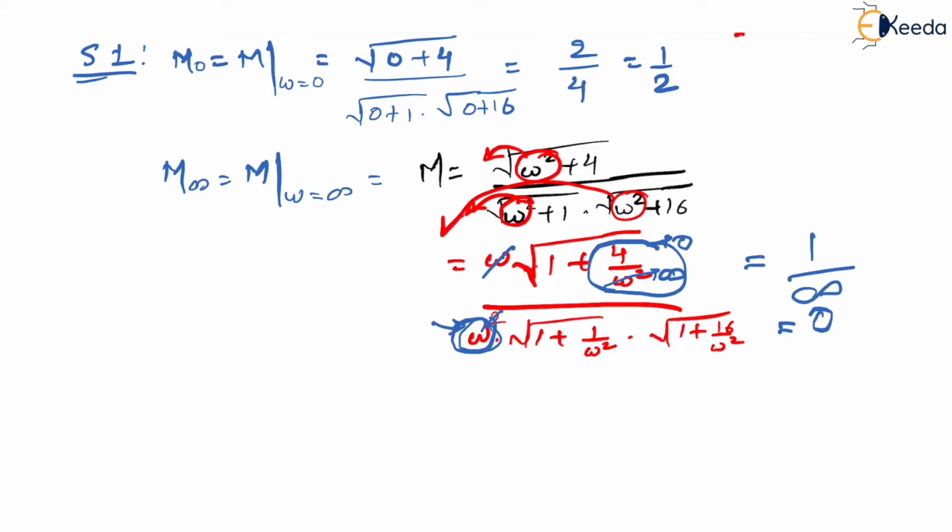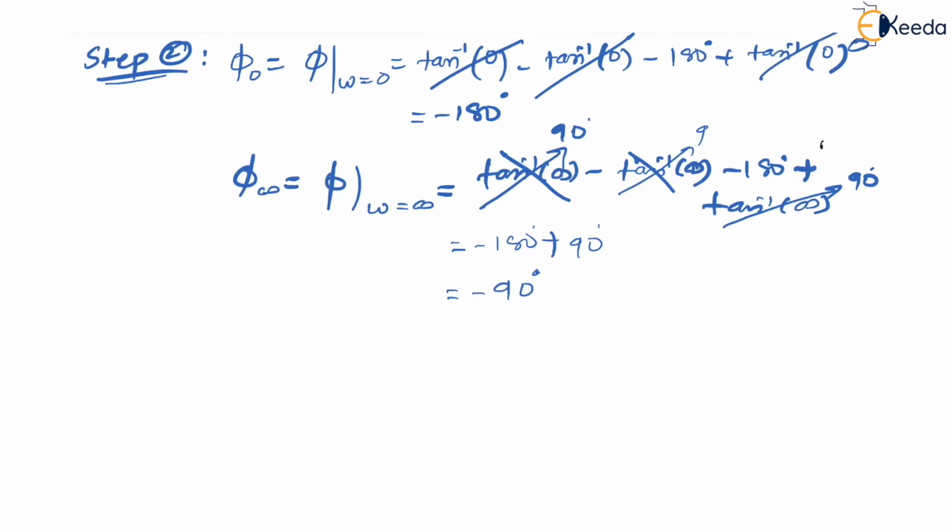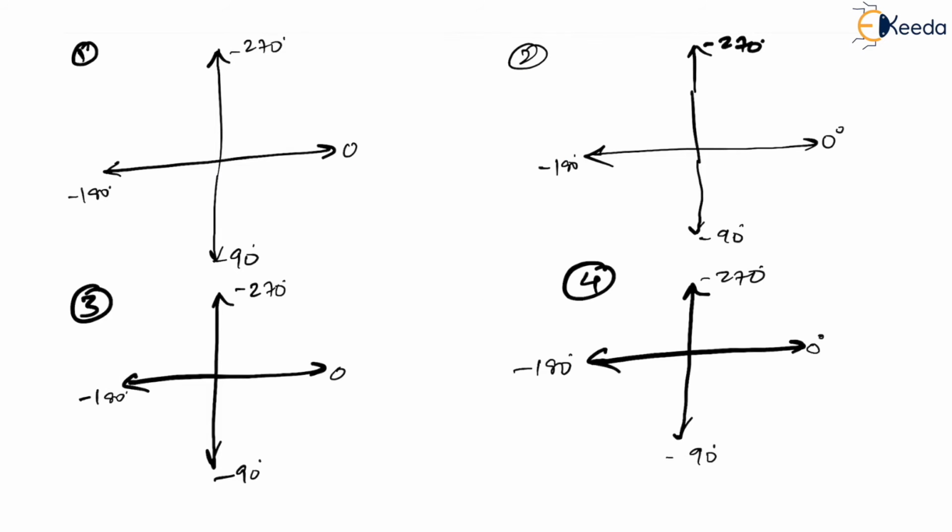Yes, so if you check at omega equal to 0, my magnitude is half, right? Magnitude is half, and at omega equal to 0, what is the angle? The angle is minus 180 degrees. So magnitude is half and angle is minus 180 degrees. So the first point we have got.